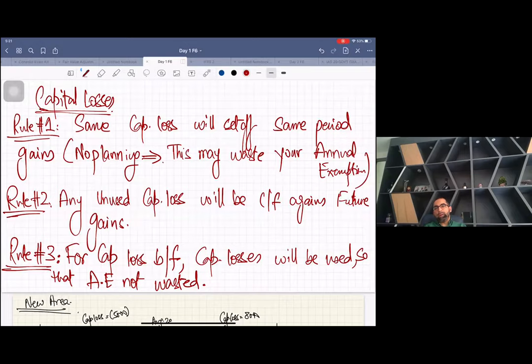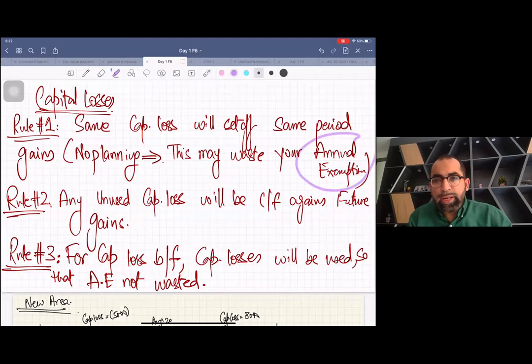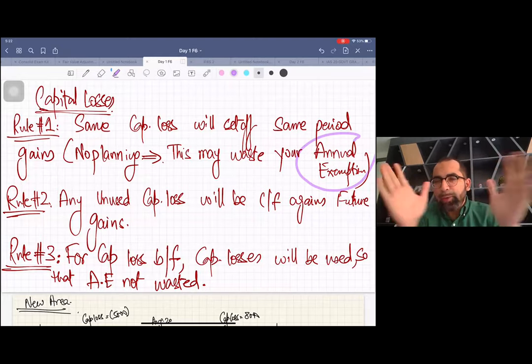The first, read rule number one. For example, in the same fiscal year, you have a chargeable gain and you have a chargeable loss. This same period chargeable loss will simply cancel out your chargeable gain without your permission, and there is no planning inside it. That means this may waste your annual exemption. Repeat: same period capital loss, same period chargeable gain, no planning, simply net off without any thinking.